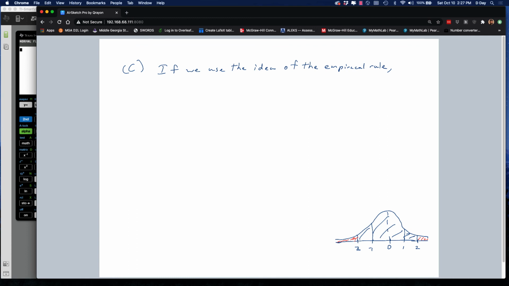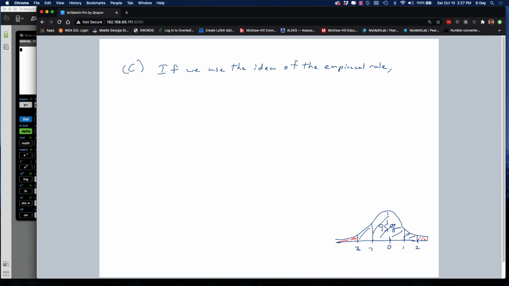That's because once you get out there, think about what you have left over. If from -2 to 2 is 95% of the data, then there's only 2.5% below and above. So that's like 0.025. Anything with a probability below 5% is considered unusual. Anything higher than that, we could possibly see. So that's something to keep in mind here.